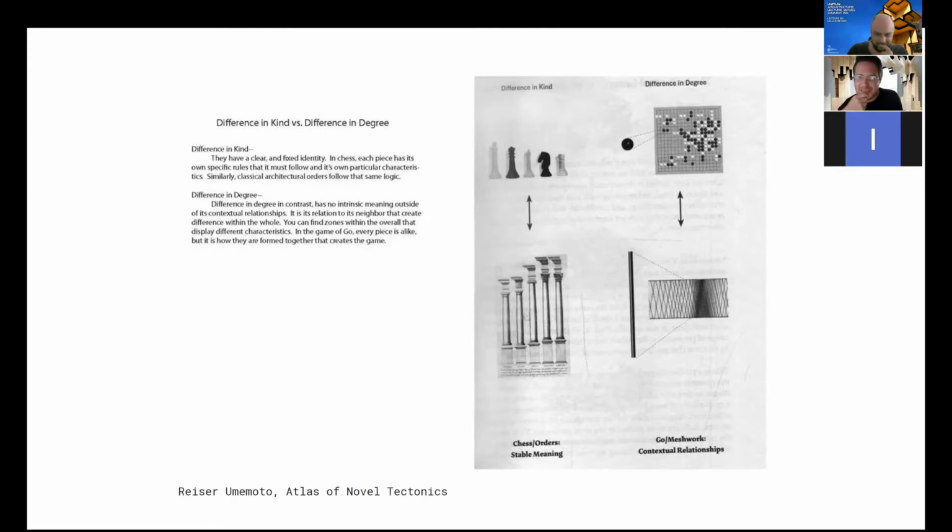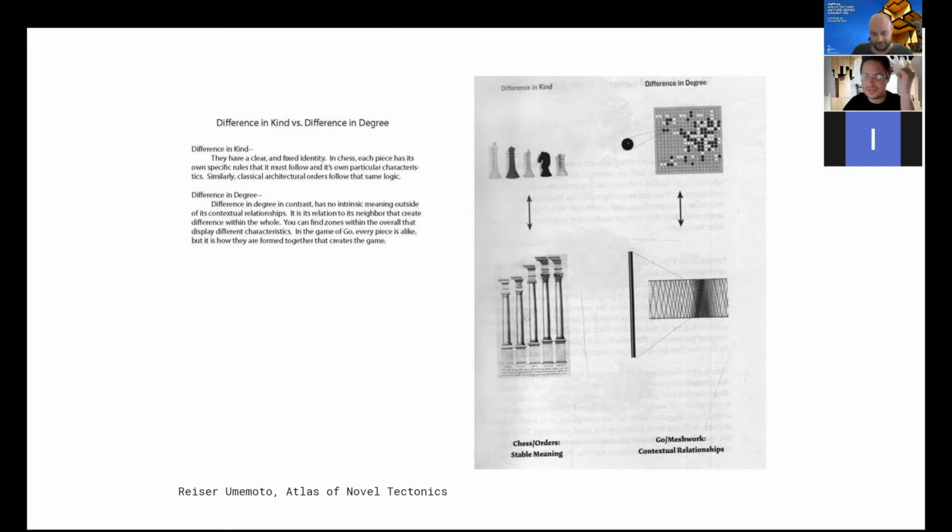The game of Go has been analyzed by Reiser Uemoto in the Atlas of Novel Tectonics and compared to chess. They say chess is basically a hierarchical game, which relies on symbolic meaning. It has a limited set of connection possibilities, etc. And they compare that with, for example, classical architecture.